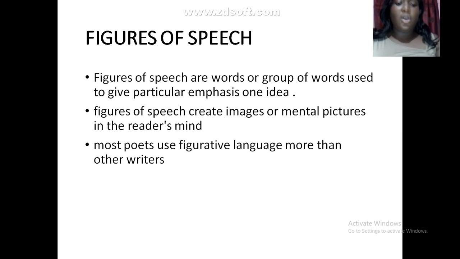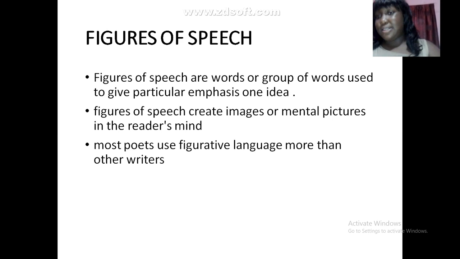Now, figures of speech. Okay, that should be our topic. What are figures of speech? Figures of speech are words or group of words used to give particular emphasis on one idea. Figures of speech create images or mental pictures in the reader's mind. Most poets use figurative language more than other writers. Yes, most times we find figures of speech in poems. We can also find it in our day-to-day conversations, but generally they are words or group of words that explain a particular idea or lay emphasis. Are we together, guys? Are you with me?